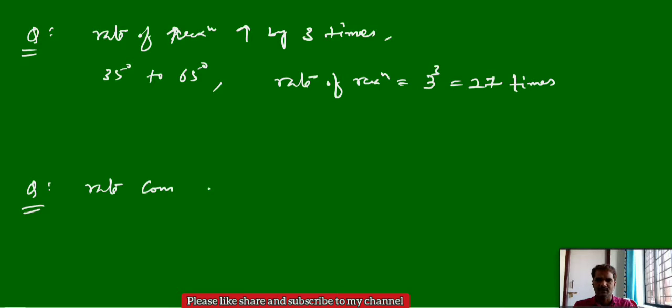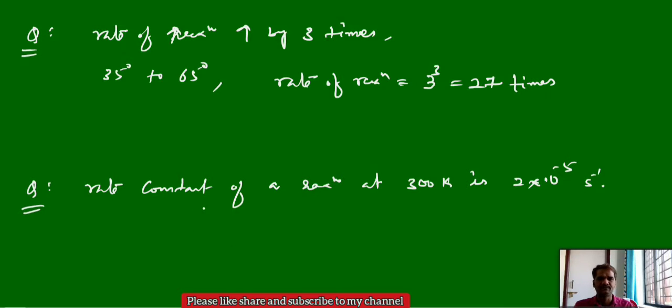Rate constant of a reaction at 300 kelvins is some 2 into 10 power 5 second inverse. Then what is the rate constant?